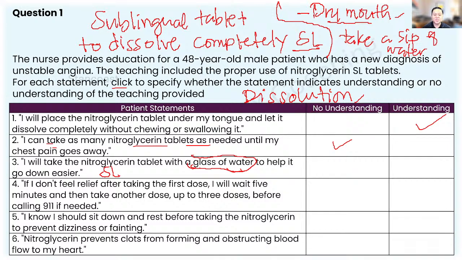There is going to be less efficacy of the medication because the drug under the tongue will be easily absorbed because of the blood vessels that help in the absorption of the nitroglycerin. Okay, so they're not supposed to swallow it, they're not supposed to chase it with water. So we're going to indicate that as no understanding.